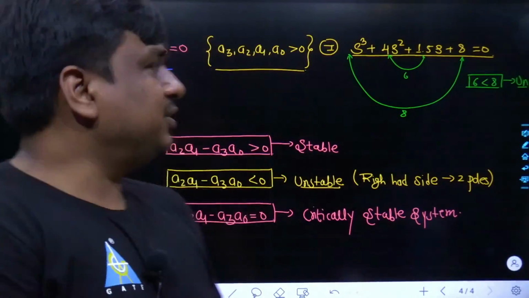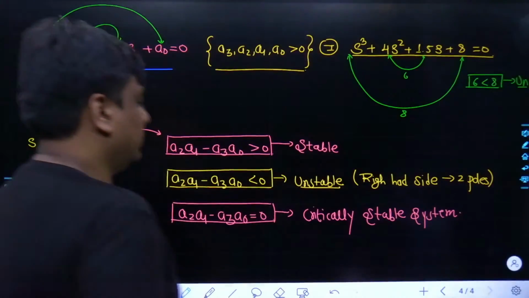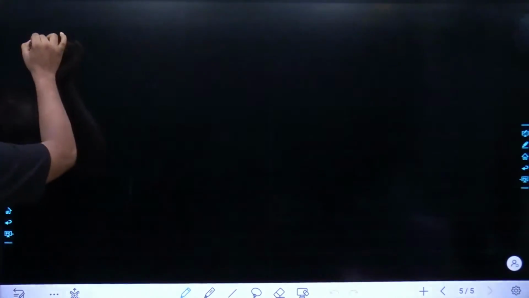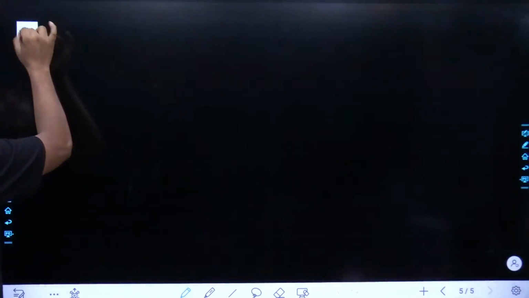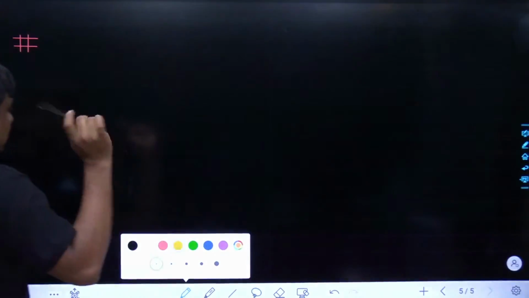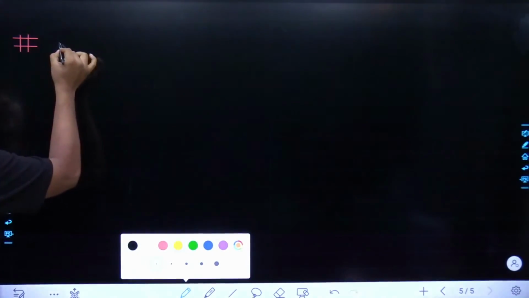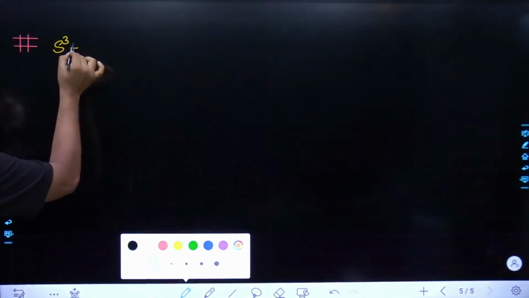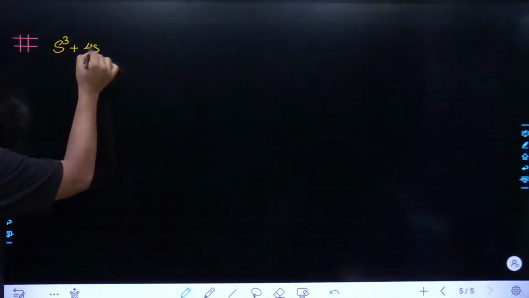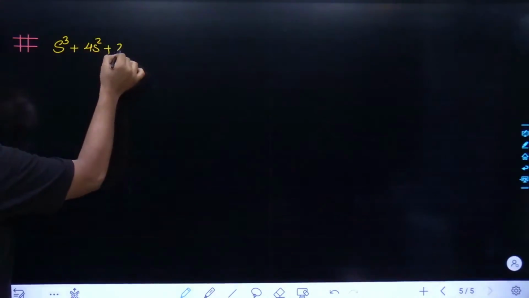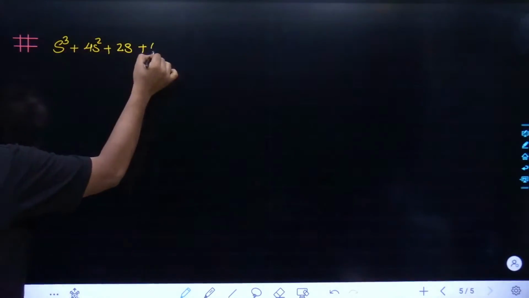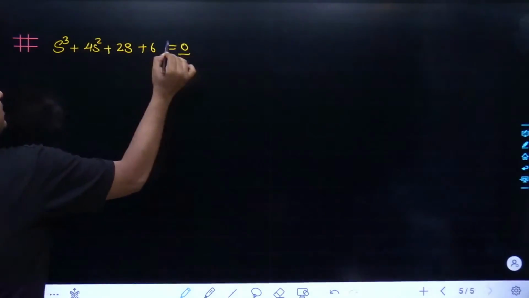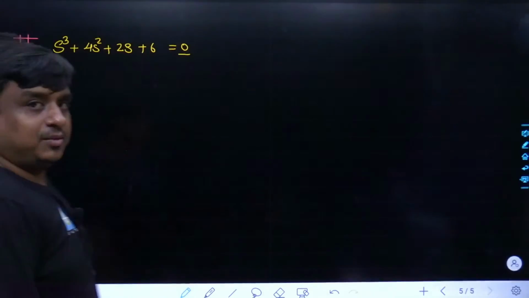Yes, no? So till this point, probably everything must be clear to all of us. Let me take one more problem, and with the help of that problem, you must be able to understand the crux behind the short trick which was communicated just now. Now, try to understand in this way. We have s cube over here, and here we have 4s square, here we have 2s, and here we have 6 equals 0. Tell me whether it is a stable system or an unstable system.